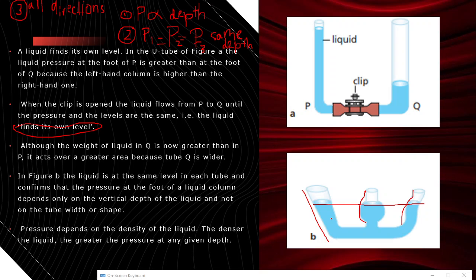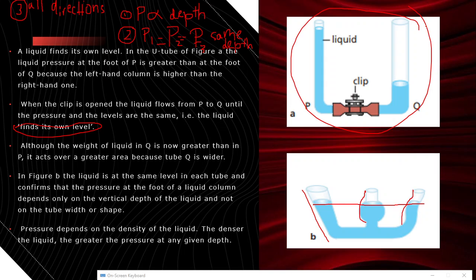Pressure depends on the density of the liquid. The denser the liquid, the greater the pressure at any point. The thing to note is that in this scenario, if the liquid in P and the liquid in Q weren't the same liquids and were different, then obviously their density would have been different. If their density is different, they wouldn't settle at the same level, and it's not fair to compare them because they're different materials.